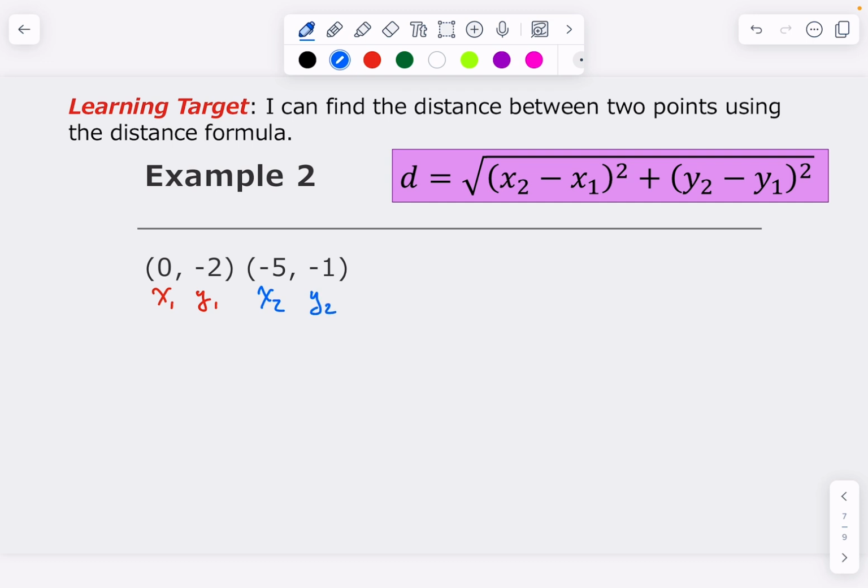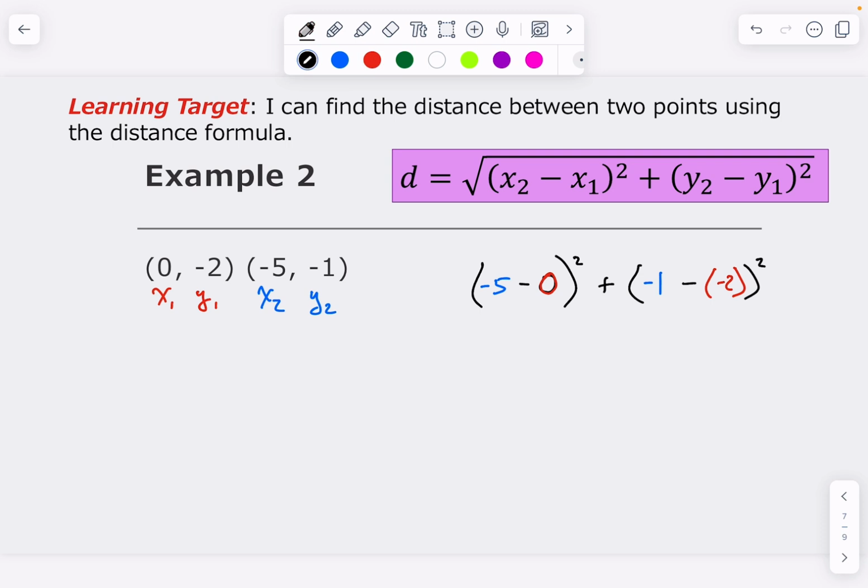So plugging these in to the formula, x2 is negative 5. I'm going to subtract x1, which is 0 here. I should have made that red. Let's just put that there now. Now, that's going to be squared. I'm just going to copy everything. That should be black. y2 is going to be negative 1, and I'm going to subtract y1, which is negative 2. Now, because that's negative, I'm going to put that in parentheses. You'll see why in a second.